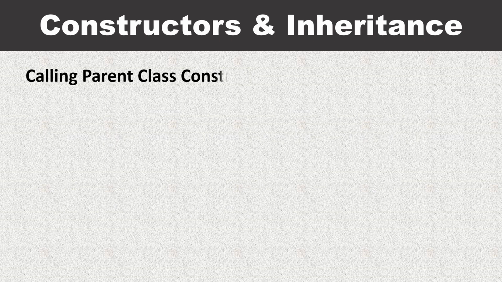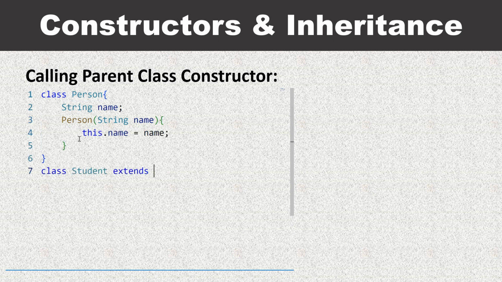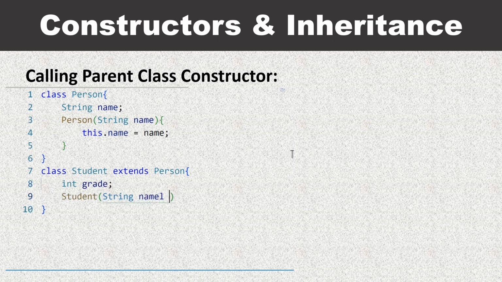Calling the parent class constructor. Let's try to understand constructors in a complete example. The class name is used to create a constructor in Java. A constructor is like a method. We can use parameters as well. If we want to call the parent class constructor in the child class, we have to use the super function.